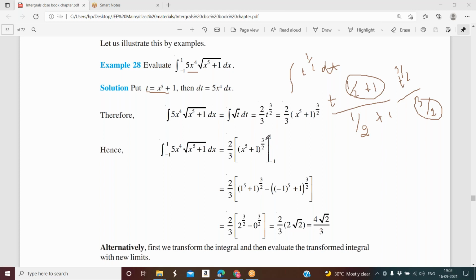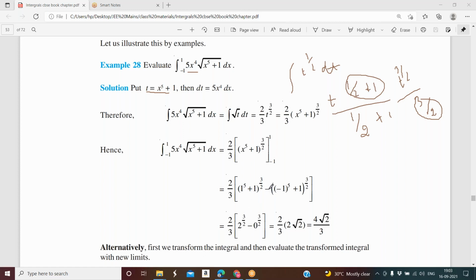How will you substitute? F of b minus f of a. Substitute the upper limit, then minus, then substitute the lower limit. That is the procedure, f of b minus f of a. So substitute the upper limit. What will you get? 1 to the power 5 plus 1. 1 to the power 5 is 1, so 1 plus 1, 2. 2 to the power 3 by 2. In the upper limit, I am getting 2 to the power 3 by 2.